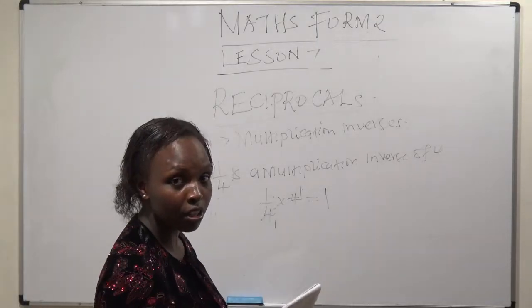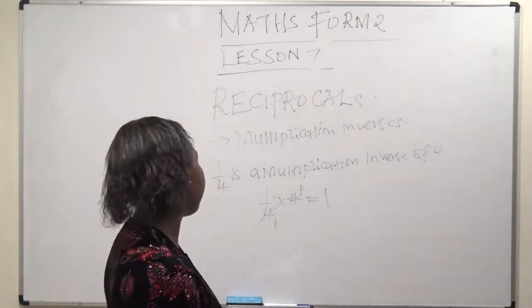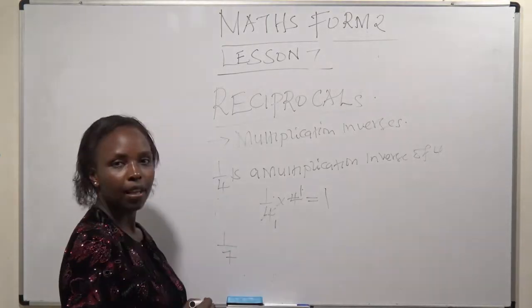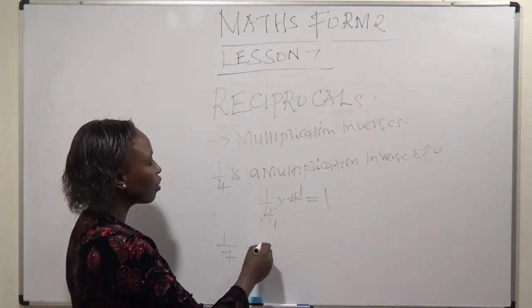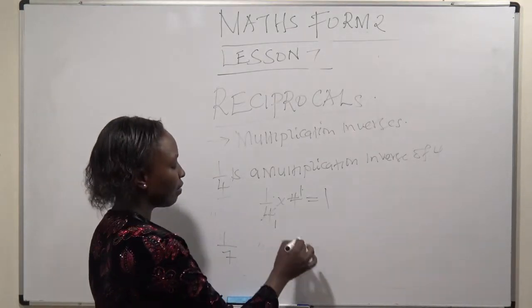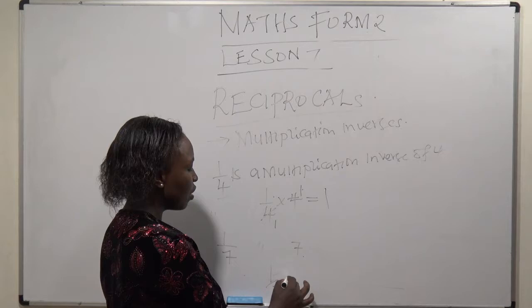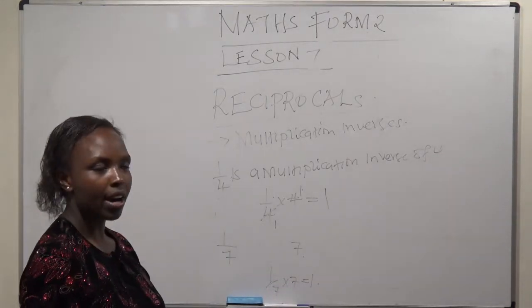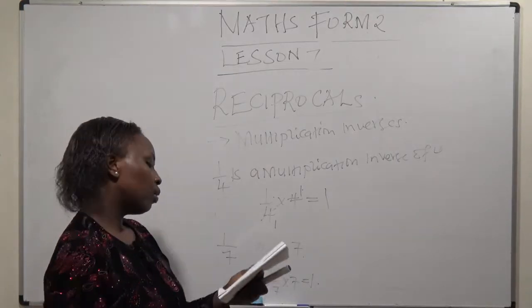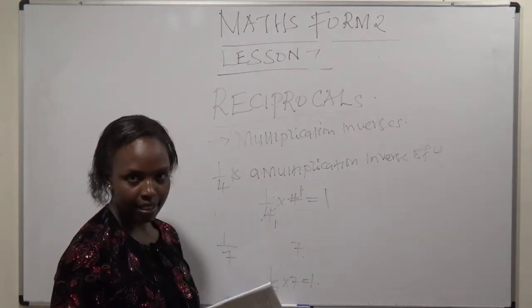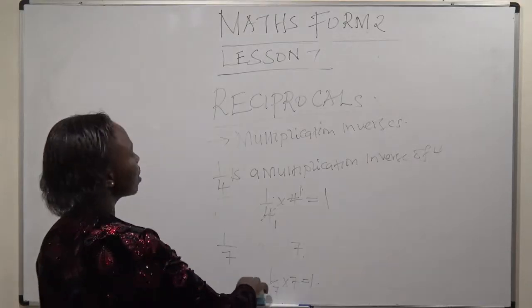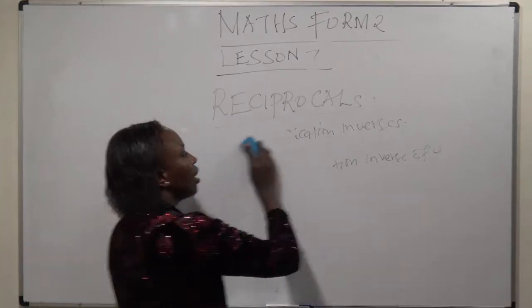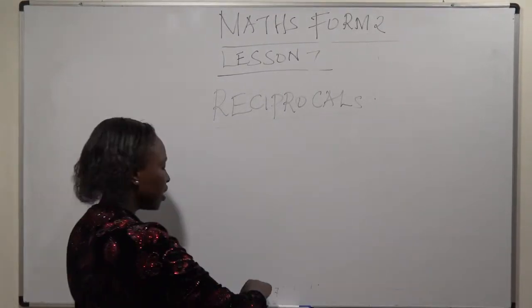Another example of a multiplication inverse? Maybe, let's take a number like 1 over 7. 1 over 7 is a multiplication inverse of 7. And if you take 1 over 7, you multiply by 7, you are supposed to get 1. So, in other words, this is what we mean when we speak of reciprocals.